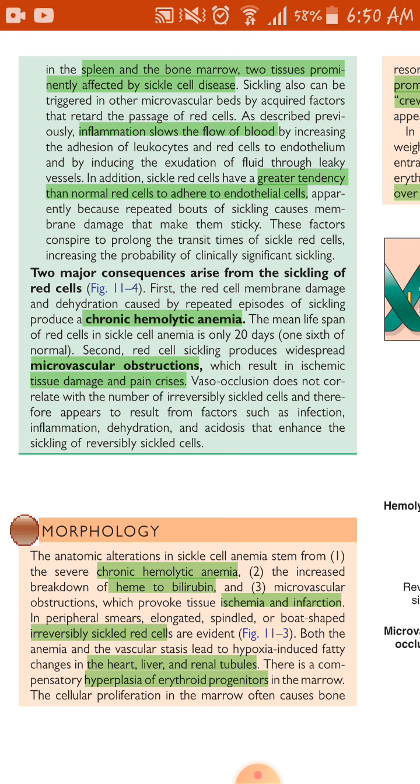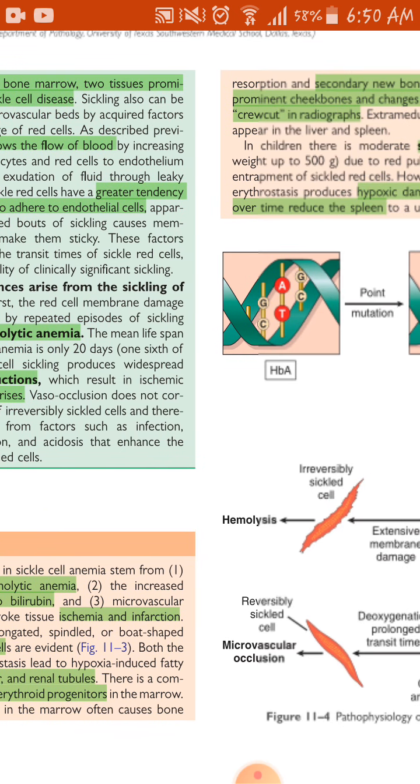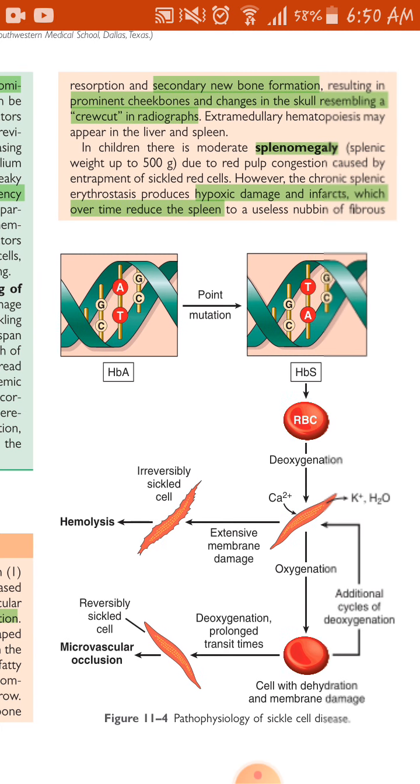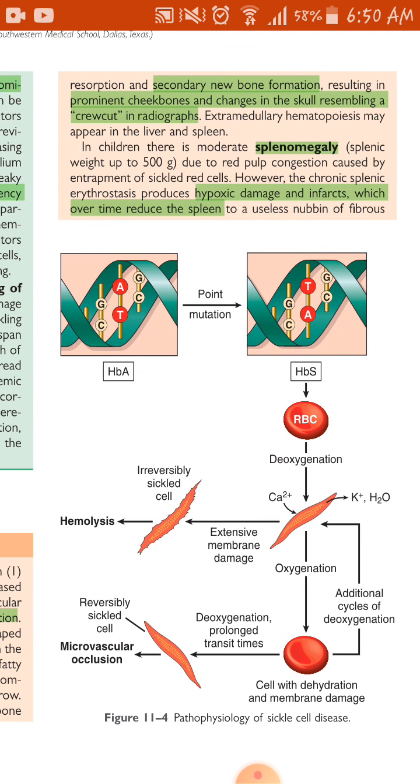Also, when there is chronic hemolytic anemia, our bone marrow tries to compensate for this, and as a result there is hyperplasia of the bone marrow. And when there is hyperplasia of the red bone marrow, then there is secondary bone formation, new bone formation. Such persons have typical skeletal features. For example, there is prominence of cheekbones, and there are certain changes in the skull.